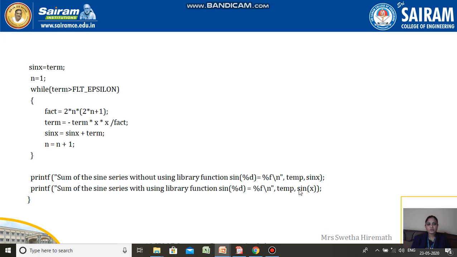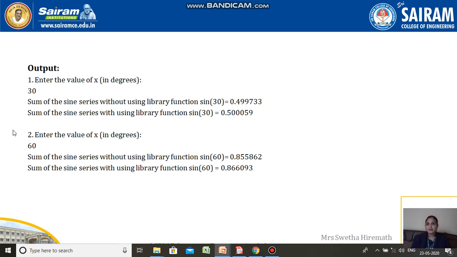So this is how we are going to get the value for sin x, and we have the outputs here. Enter the value of x in degrees. If I enter 30, then it should give me sin of 30. The sum of the sin series without using the library function, we get it as 0.499733. By using the Taylor series we are calculating, and we are getting this value. And the sum of the sin series using the library function, we have to get it as 0.5, but actually we are getting 0.499. So it is nearly approximately equal, so we can consider it.